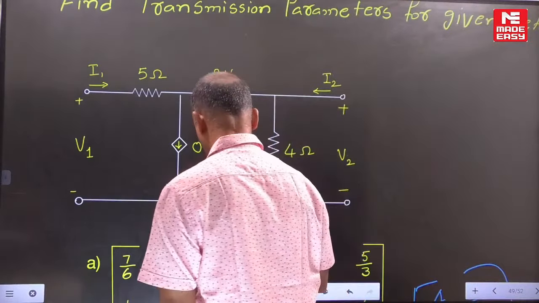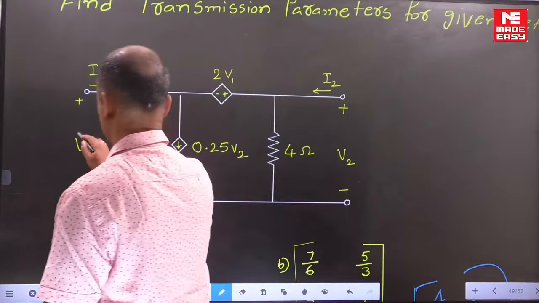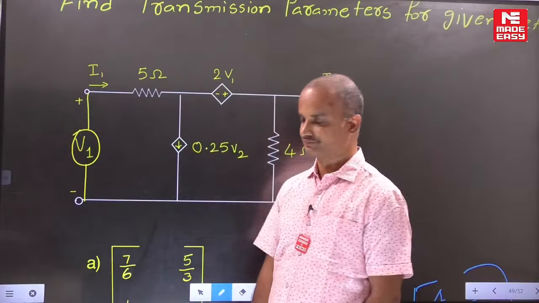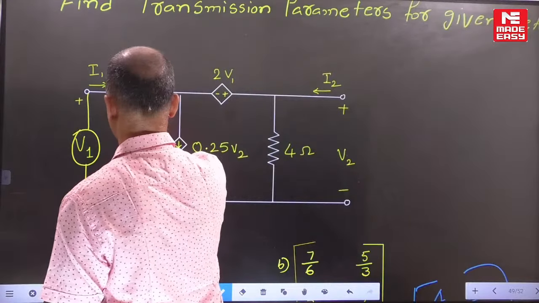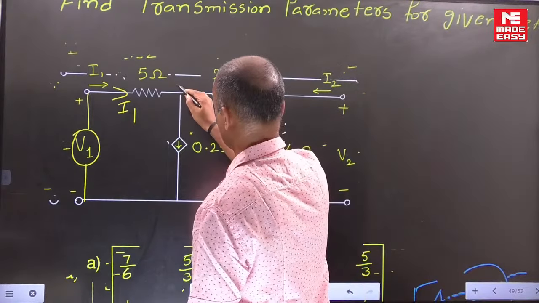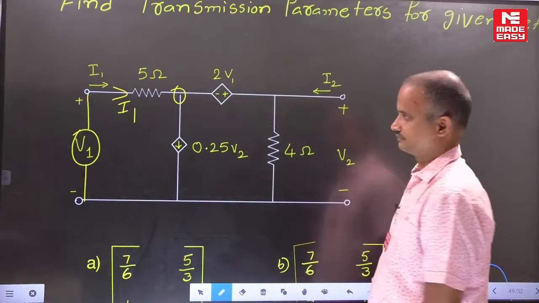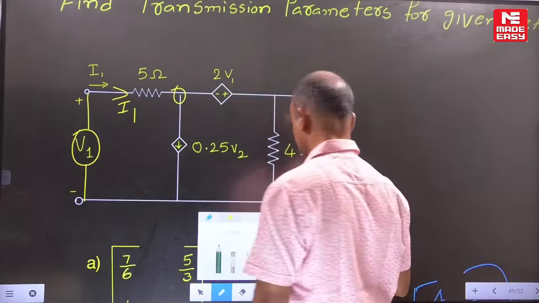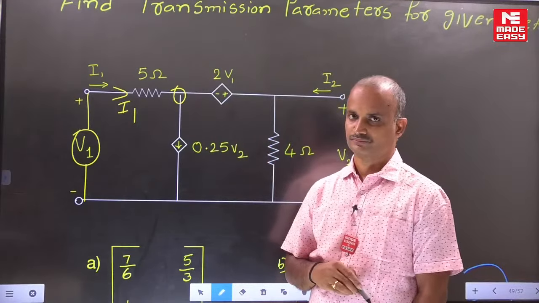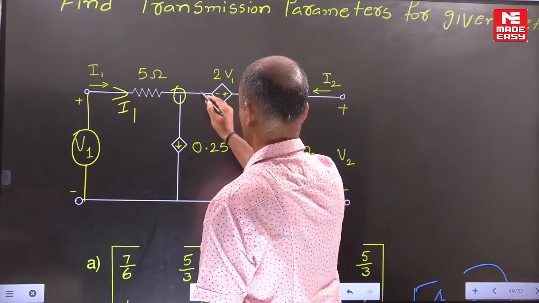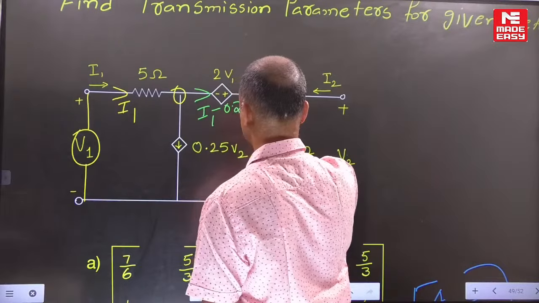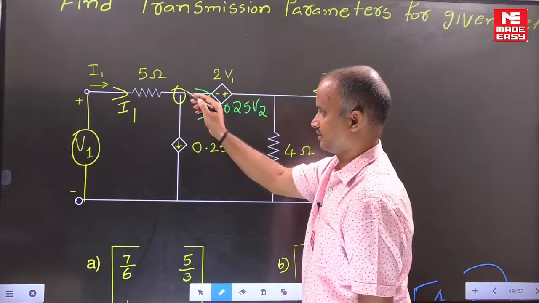Now observe here. For this particular example, with respect to input, what is the voltage? V1. What is the input current? I1. Now if you apply KCL at this point, whatever is the outgoing current and the incoming current, the remaining current is I1 minus 0.25 V2. Simply apply KCL at this point, incoming current, outgoing current.